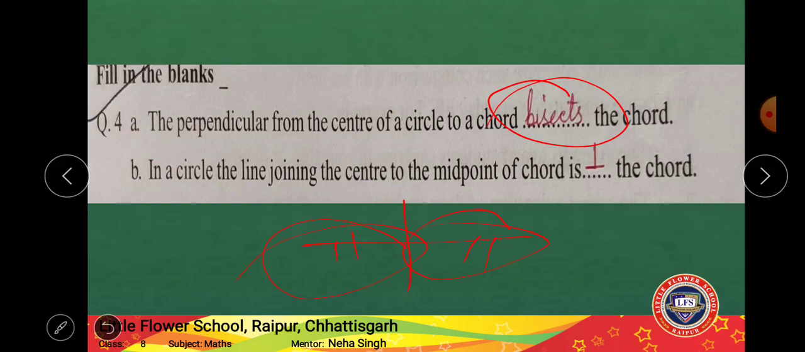In a circle, the line joining the center to the midpoint of the chord is perpendicular. This I have drawn the sign here. You are going to write the spelling, right? No one is going to draw this sign. This sign is for perpendicular. You need to know parallel. This sign is for parallel and this sign is for perpendicular. Here the answer you are going to write is perpendicular. The line is perpendicular to the chord. So by this we finish this chapter and this exercise as well.